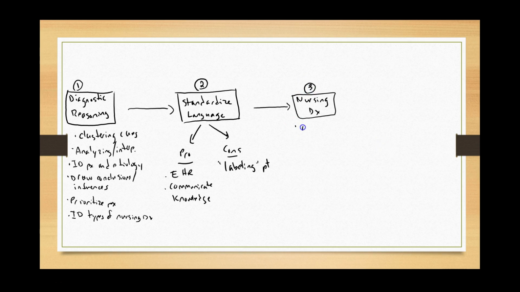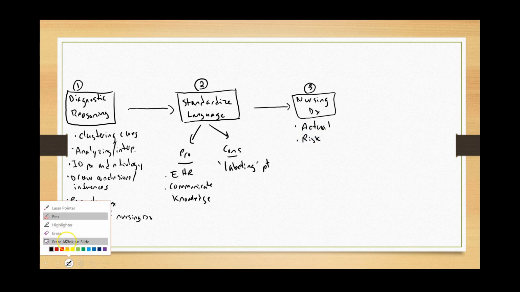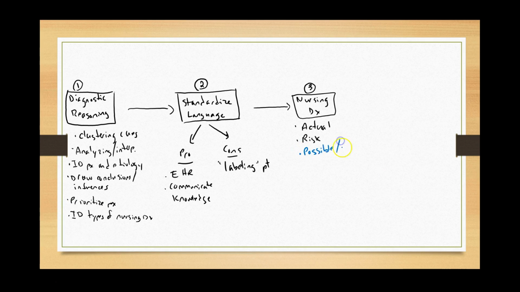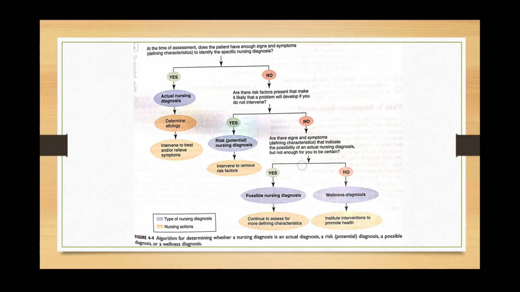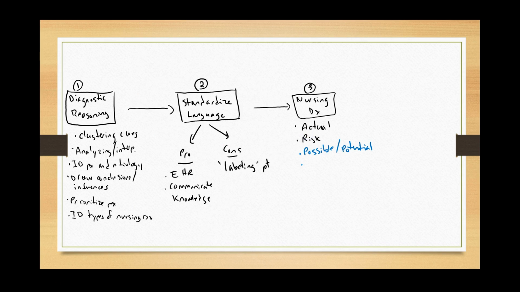So we can have several different types. Again, we can have an actual, we can have a risk, which are the main two at the LPN level that you're going to be dealing with. Other things that you're going to have are possible or even potential. And that's a little bit different than a risk diagnosis. But there's a slight nuance to it.